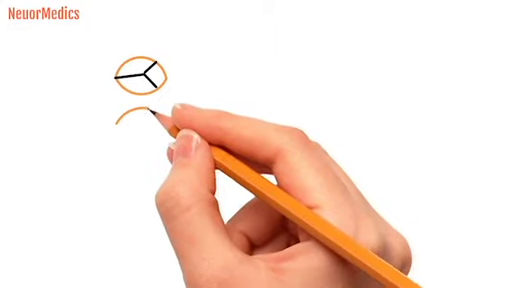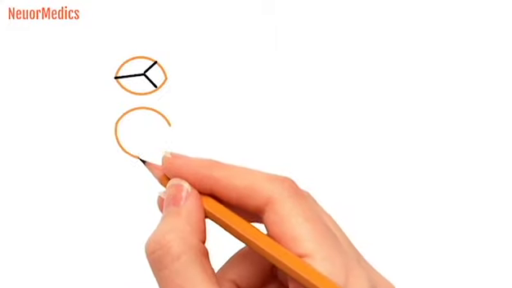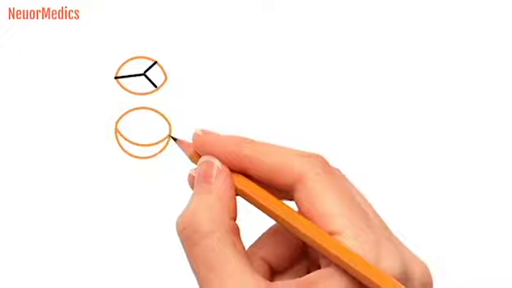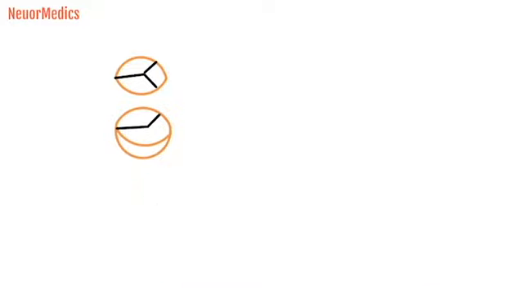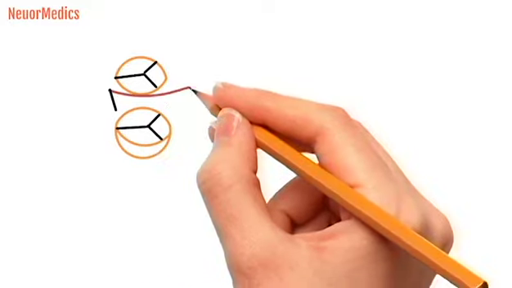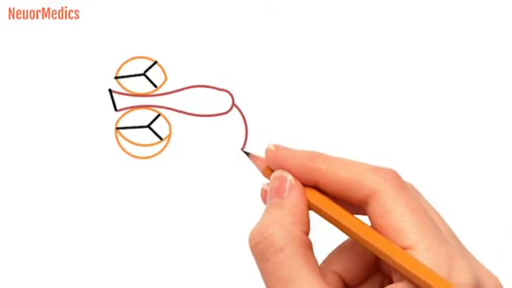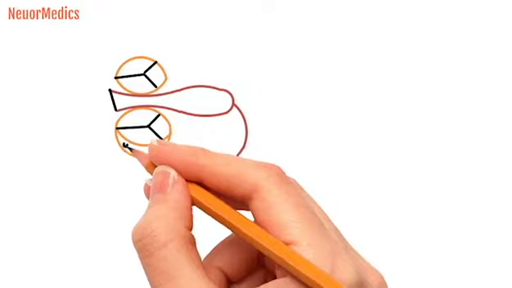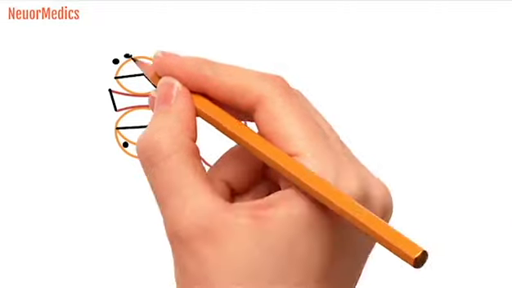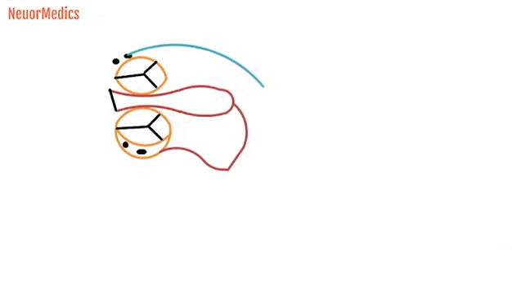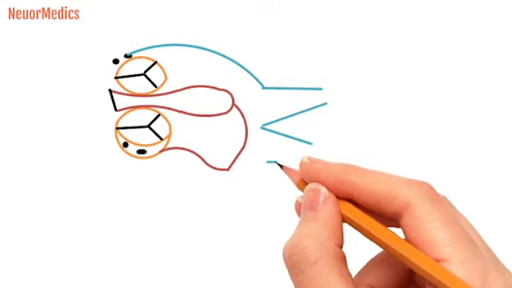Now we are going to review all the structures of the diencephalon. This is the left thalamus, this is the right thalamus, and the structure extending in between these two thalami is the third ventricle. And these two thalami also have masses of gray matter called the medial and lateral geniculate bodies.